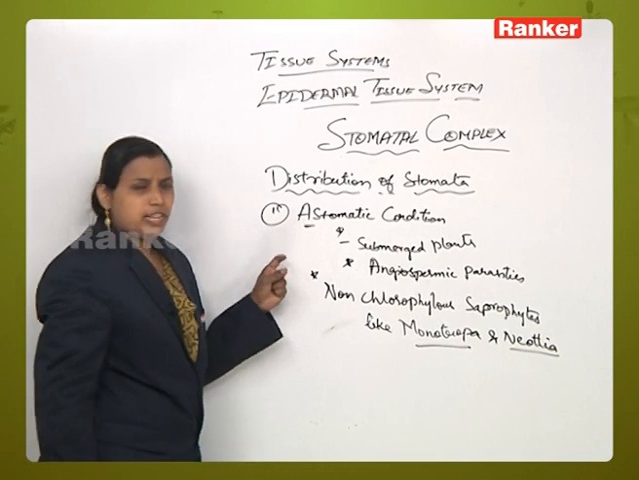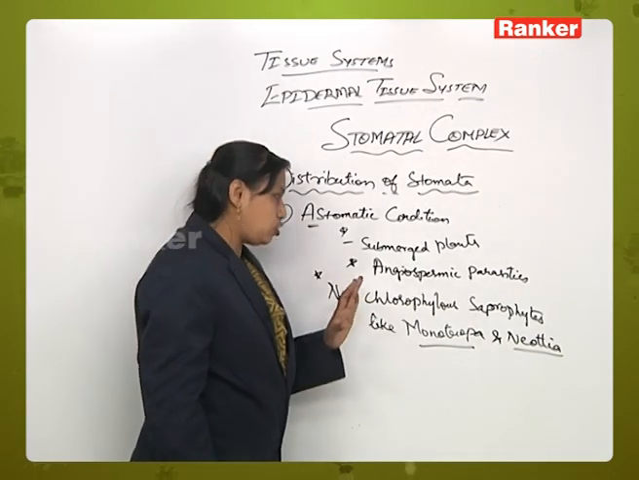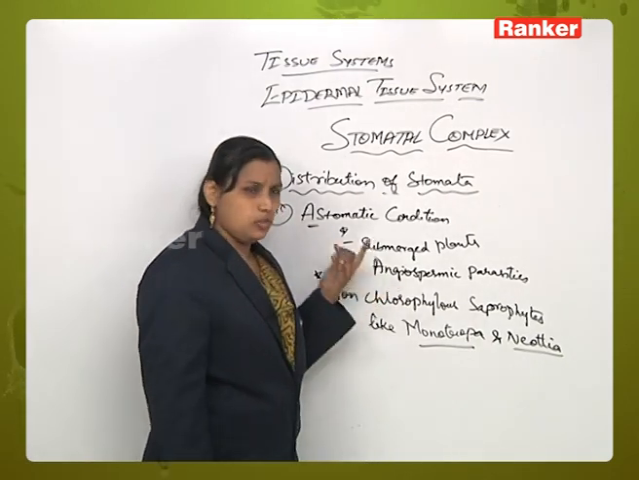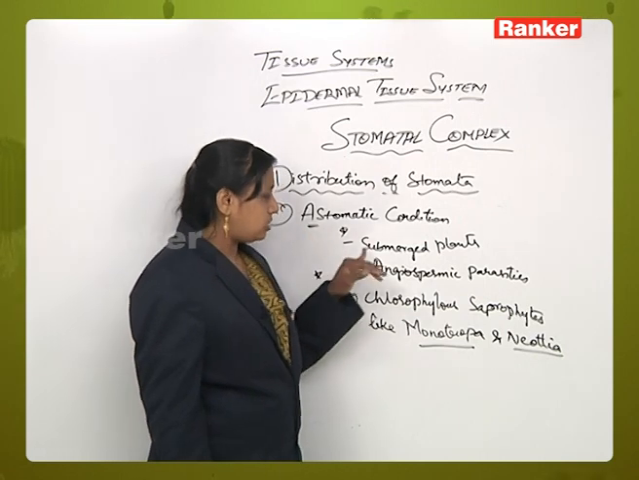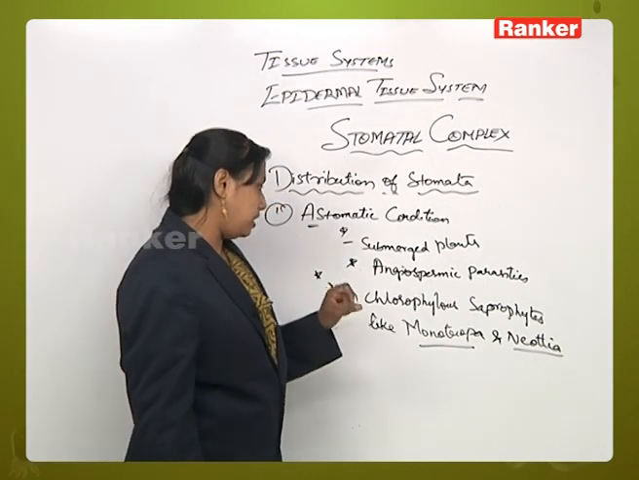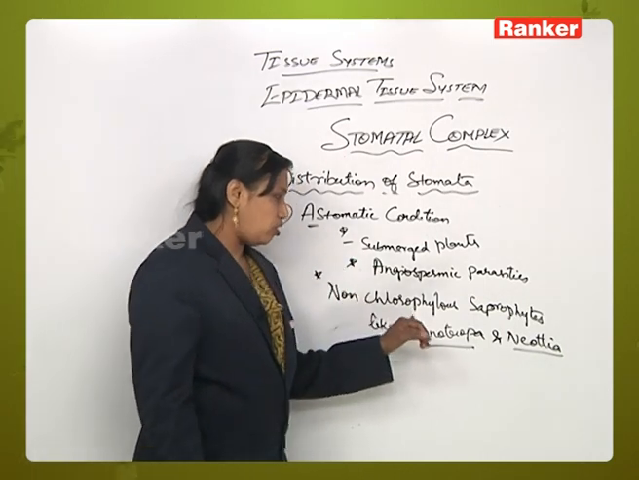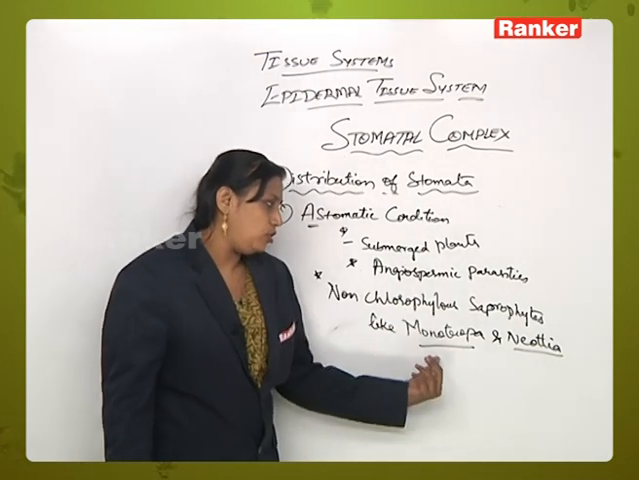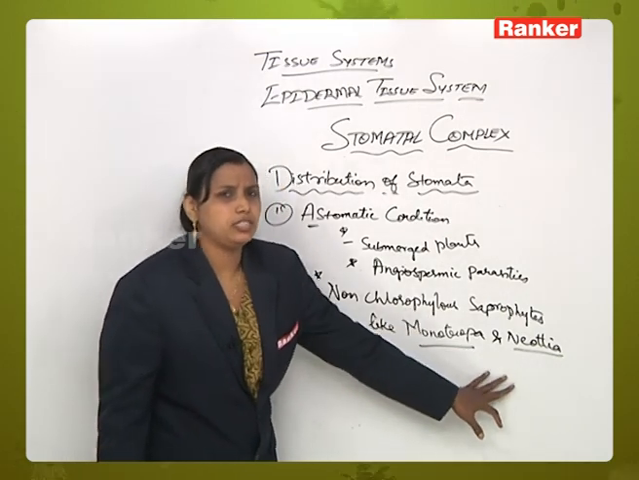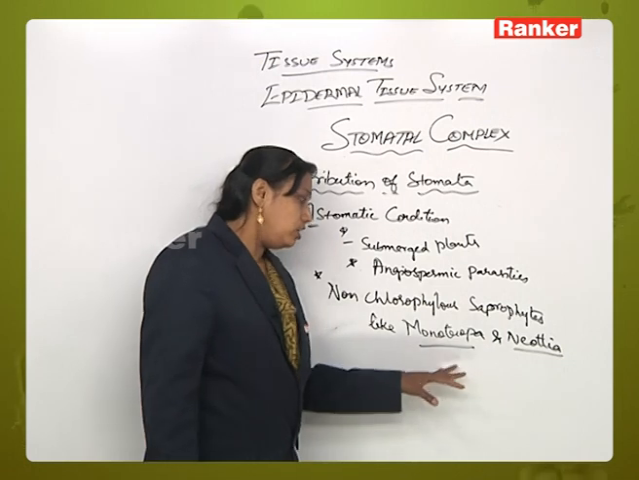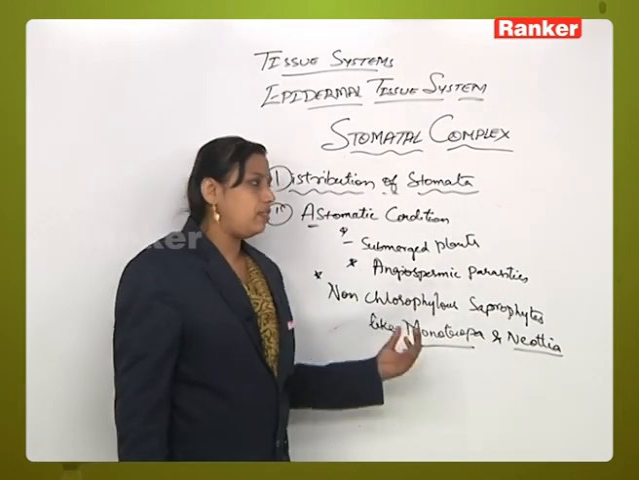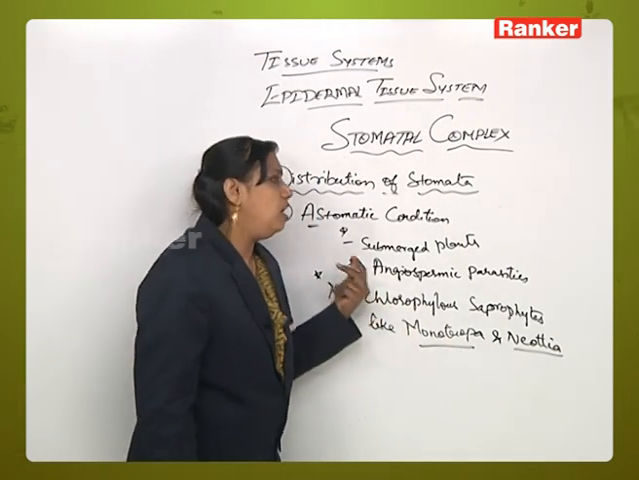Astomatic condition means the condition where there is no existence of stomata. So normally we see zero existence of stomata in submerged plants, in angiospermic parasites, in some non-chlorophyllous saprophytes like Monotropa and Neottia. These are very important examples. You may get questions on this. In Monotropa and Neottia also, we will see that there is absence of stomata.